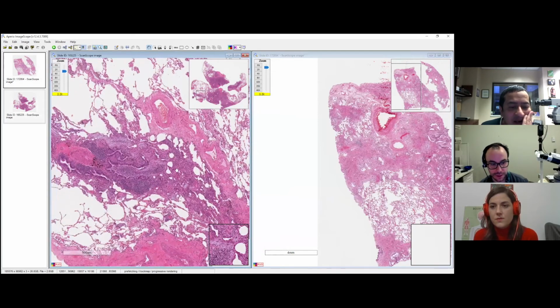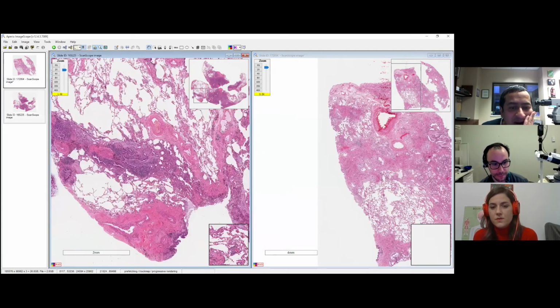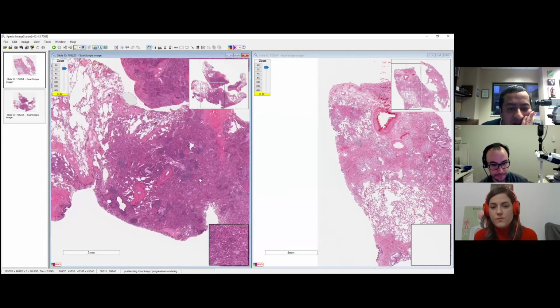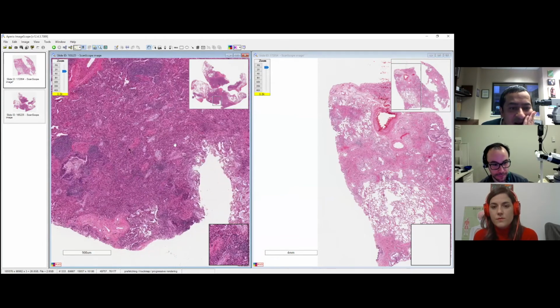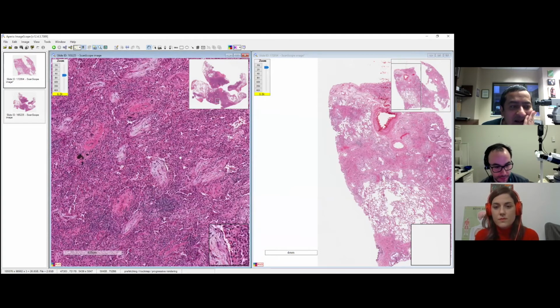Yeah. So let me see if I can bring up a better focus of the fibroblast plugs than that one. Maybe here. Let's stick with this.